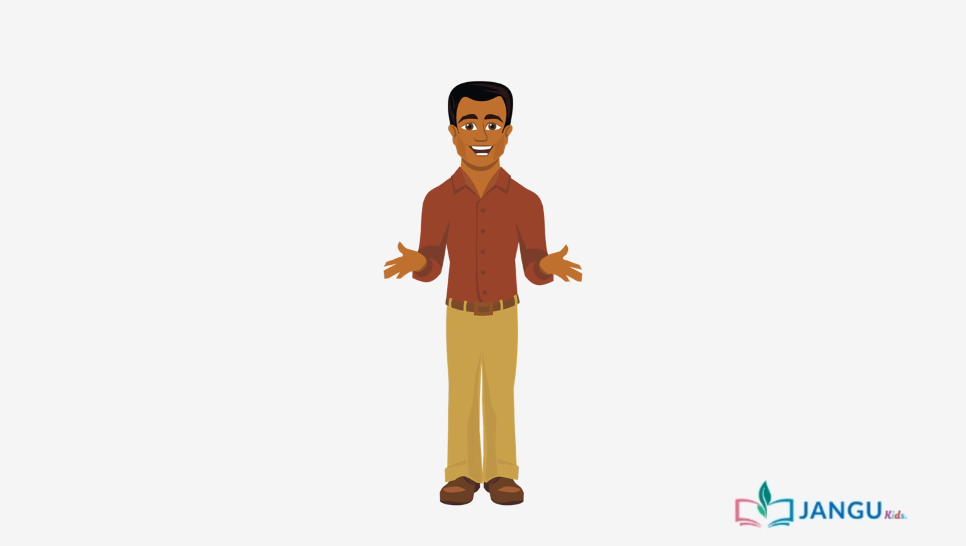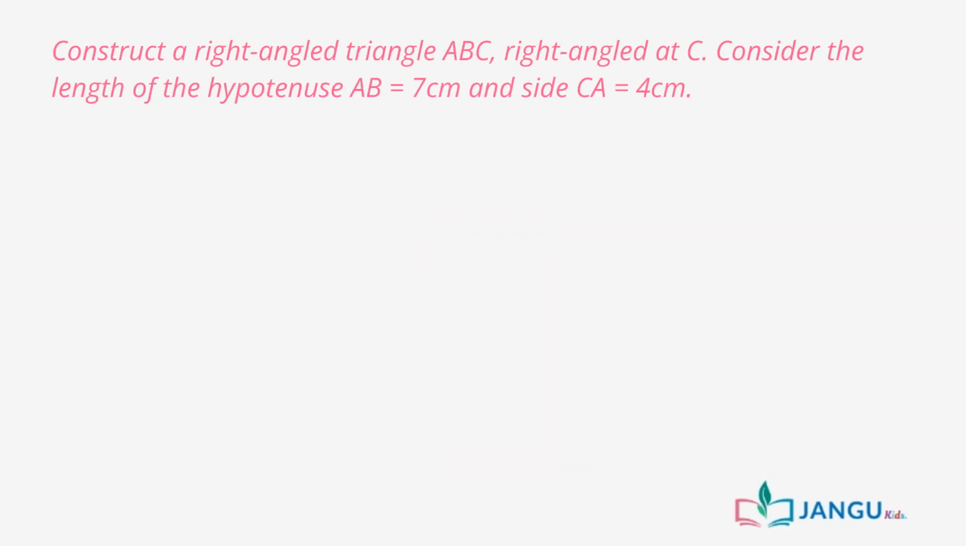Before you draw or construct a right-angled triangle, the hypotenuse and one side from the remaining 2 sides should be known to you. Let's see an example of how to do this. Construct a right-angled triangle ABC, right-angled at C. Consider the length of the hypotenuse AB to be 7 centimeters and side CA to be 4 centimeters.